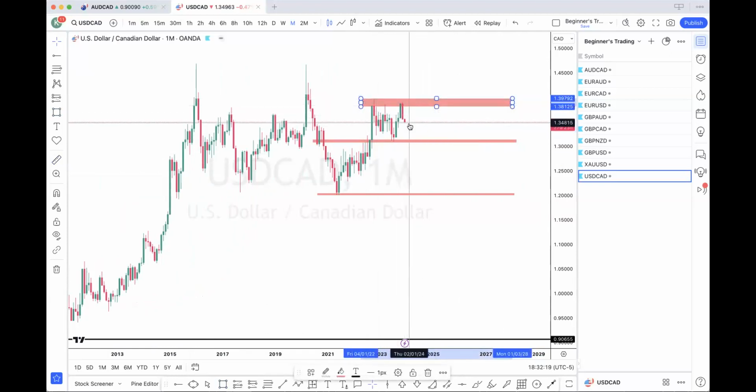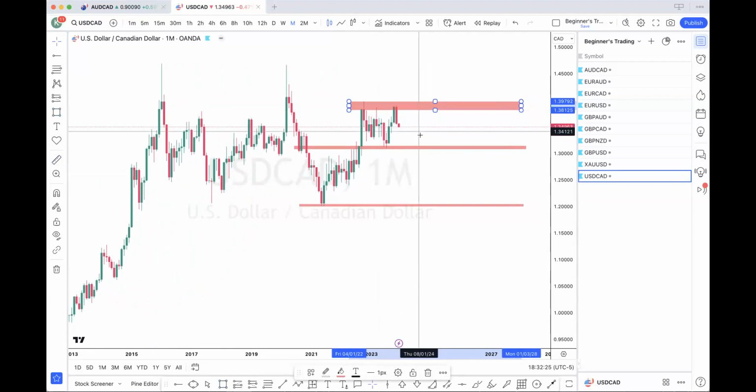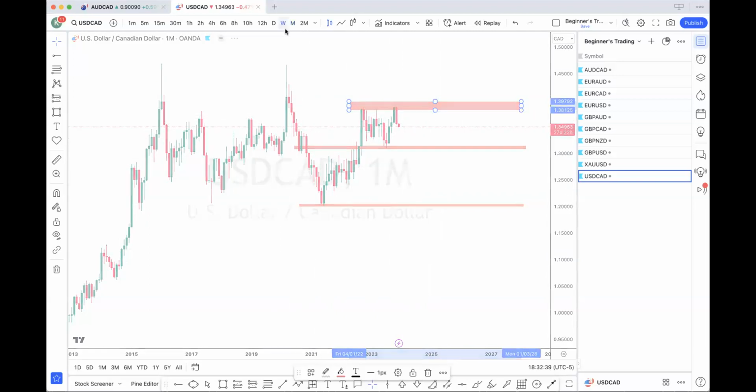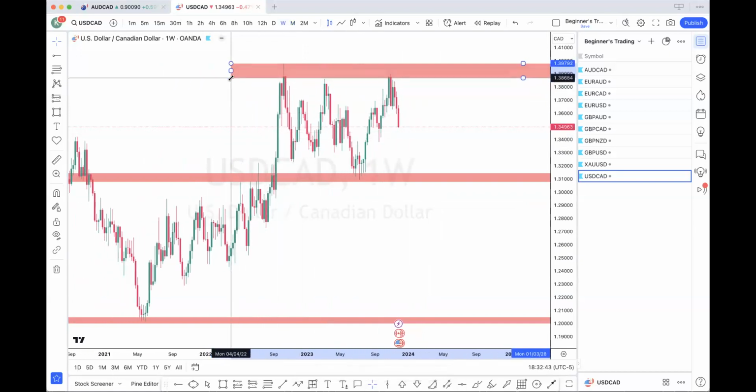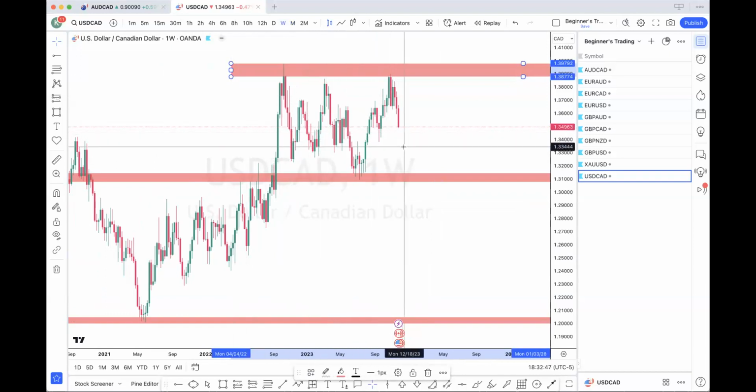And so you're probably going to get a pullback somewhere up in this zone, somewhere up in this order block, to then sell it down to the next. And you see there's an order block right here. So you can sell it down to this next zone. Now, this may take some time to get back up here, maybe a few weeks. Let's see what the weekly looks like. It's going to take forever.